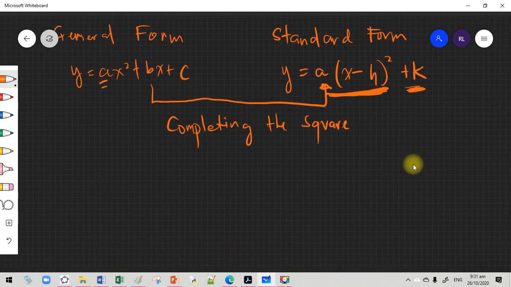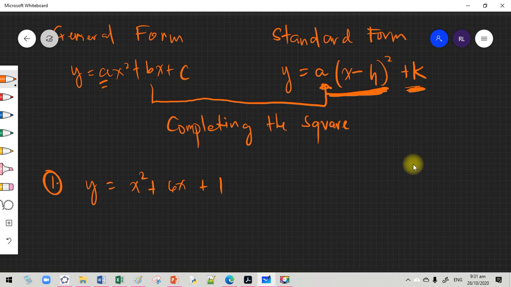Number one, we have, let us say, y equals x squared. Let's take a look here that the value of a is 1. Then we have plus 6x plus 1. So this is in general form. Let's rewrite this in its standard form.